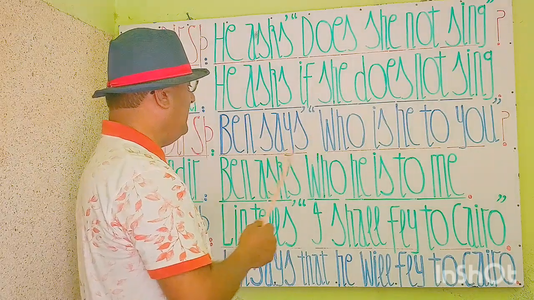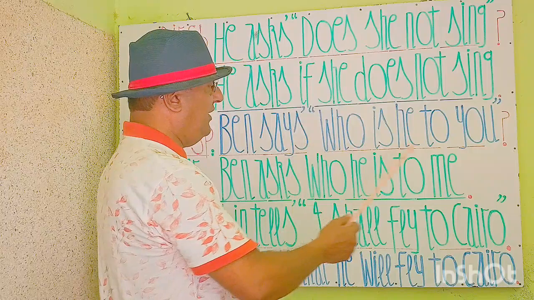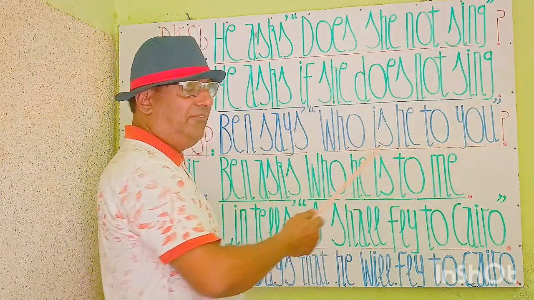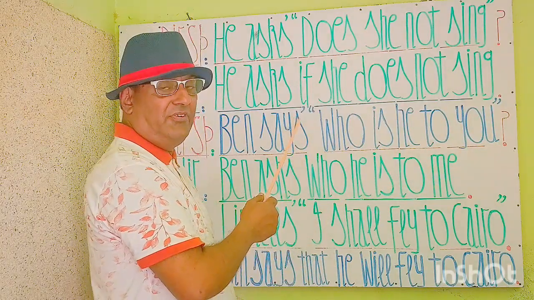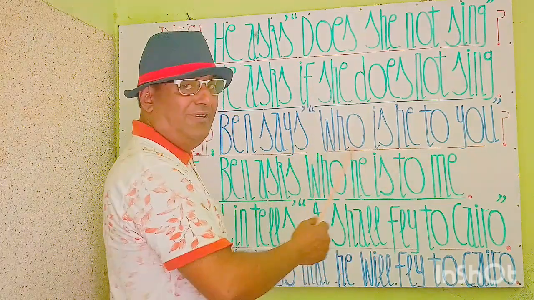Ben says, comma, inverted comma start, who is he to you? Comma close, interrogative sign. Ben says, comma, inverted comma start, who is he to you? Comma close, interrogative sign.